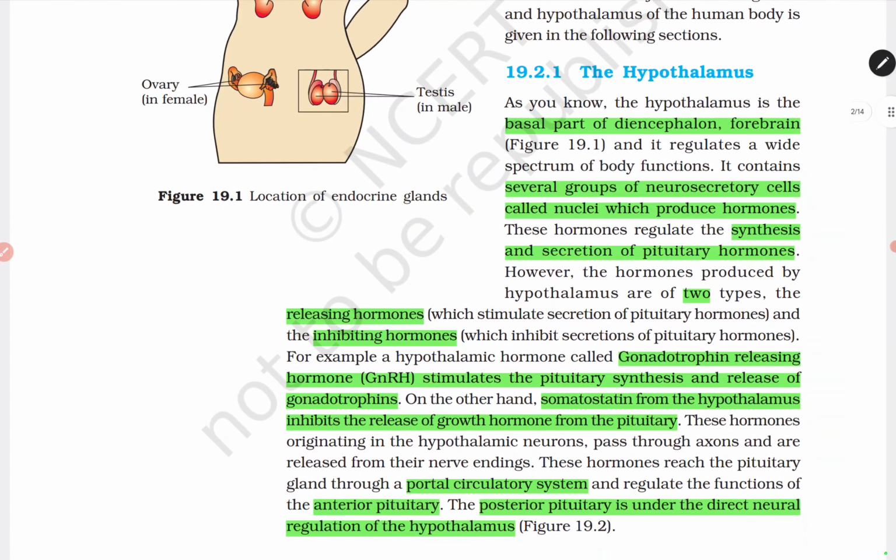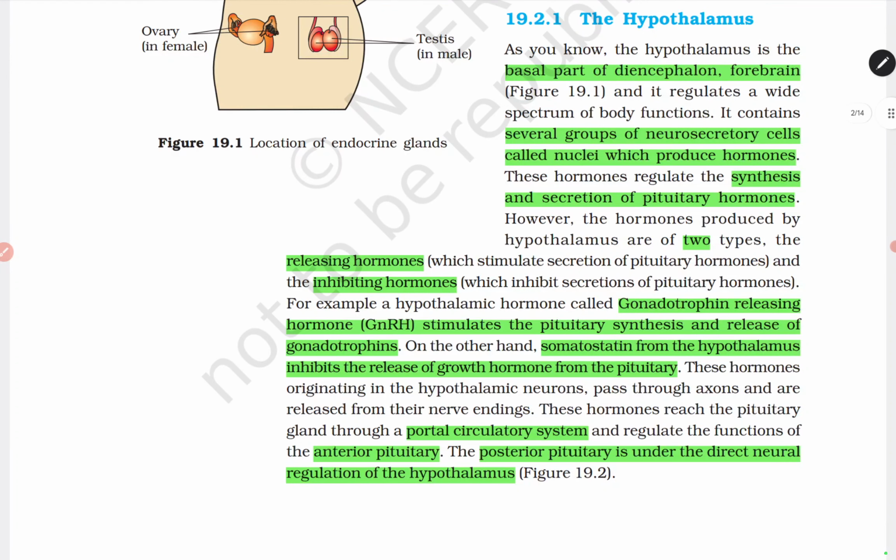First of all, hypothalamus. See, hypothalamus is the basal part of diencephalon, forebrain, and it regulates a wide spectrum of body functions. It contains several groups of neurosecretory cells called nuclei that produce hormones. These hormones regulate the synthesis and secretion of pituitary hormones. And the hormones produced by hypothalamus are of two types: the releasing hormone that stimulates secretion of pituitary hormones and the inhibiting hormones that inhibit the secretion of pituitary hormones.